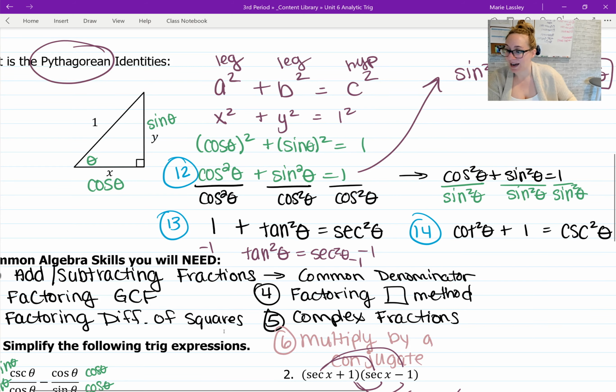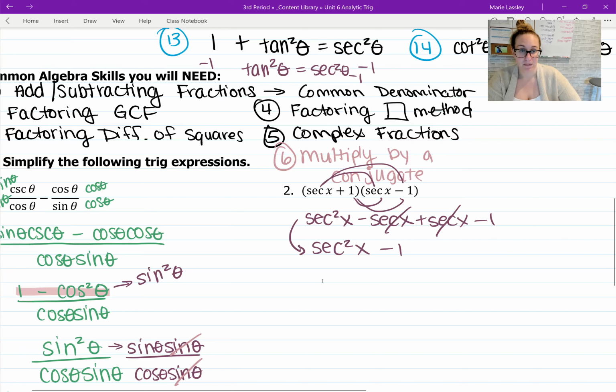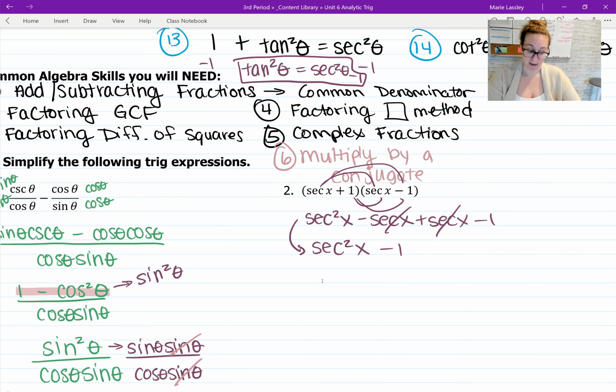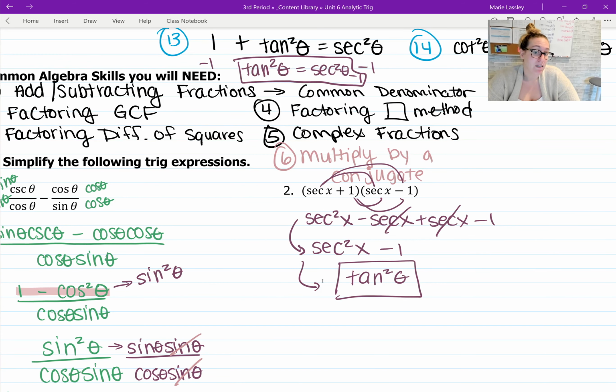So we can go back down to our problem, and secant squared theta minus 1 is the same as secant squared x minus 1, and we know that that is equivalent to tangent squared theta. And that's as far as we can go, because we now have it down to one trig expression. All right, maybe that was a little easier than the first one. I definitely want to make sure we did the first one because creating that common denominator is a skill that we will use all the time when we're doing our trig expressions and then when we get into trig equations.